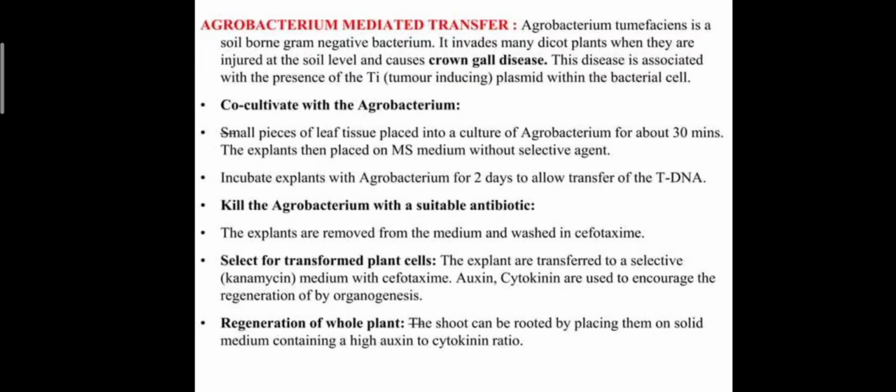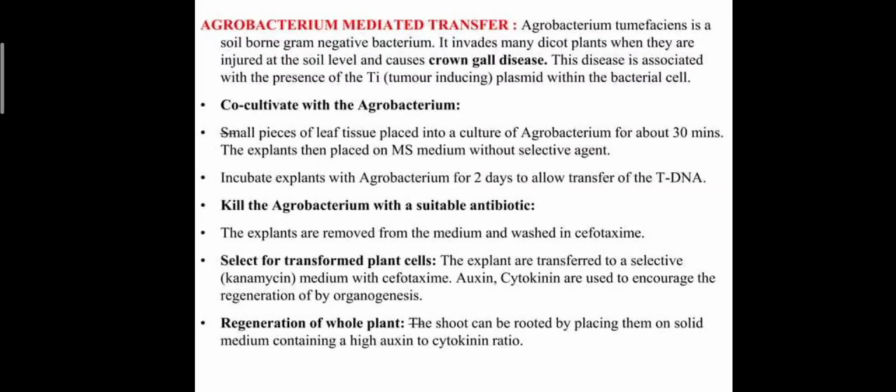Co-cultivate with the Agrobacterium: small pieces of leaf tissue are placed into a culture of Agrobacterium for about 30 minutes. The explant is then placed in MS medium without selective agent. Incubate the explants with Agrobacterium for 2 days to allow transfer of the T-DNA. Kill the Agrobacterium with a suitable antibiotic. The explants are removed from the medium and washed in cefotaxime, selected for the transformed plant cells.